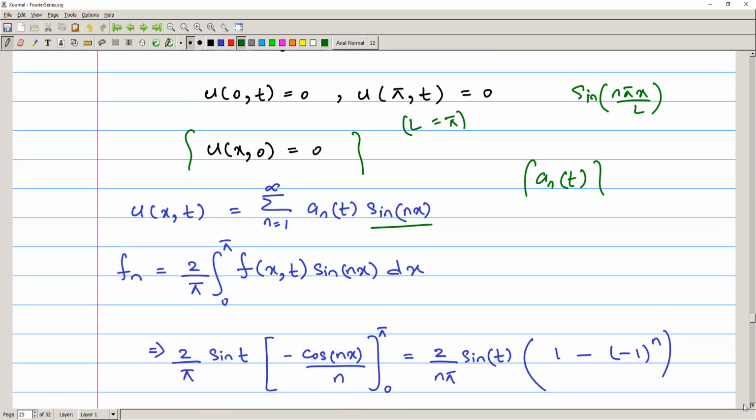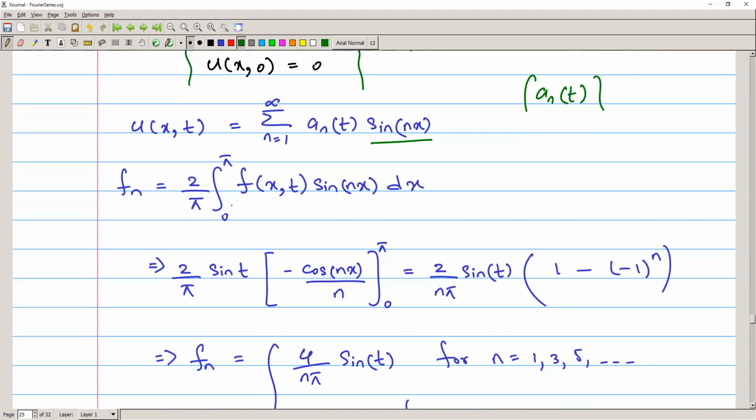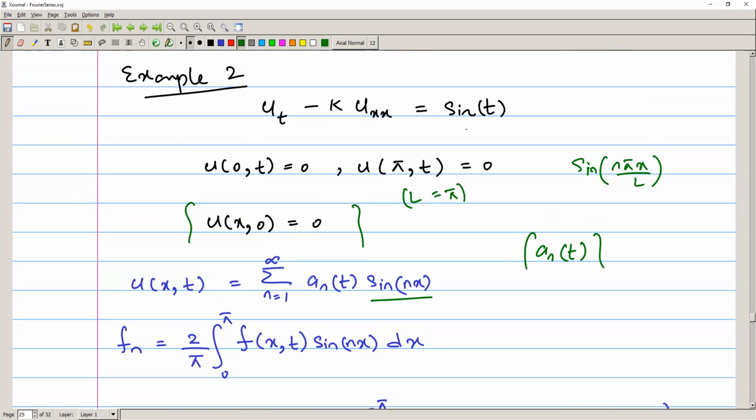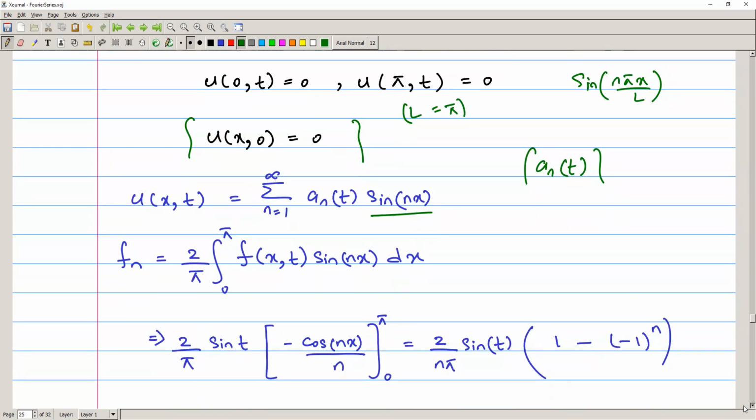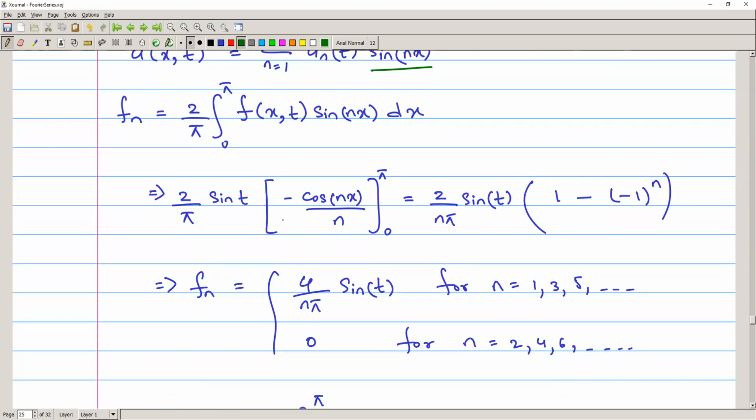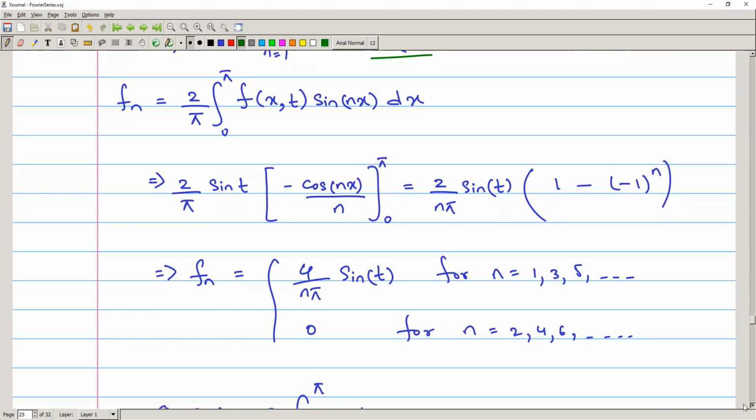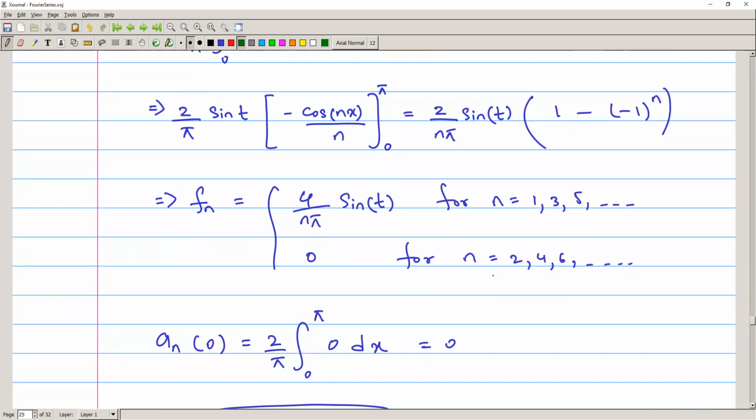Now fn is equal to 2 over pi, integral from 0 to pi, of the function of x,t with sine nx. The function of x,t is given as sine t. Therefore, it is a function of t only and it can be moved out of the integral. It will be treated as a constant and we will integrate sine nx. The integral is negative cosine nx over n. Apply the limits, so we get this form. So fn is equal to 4 over n pi times sine t for n odd, and for n even, this will be 0.